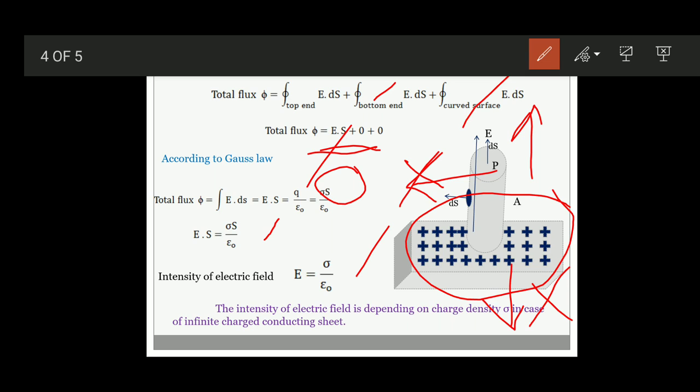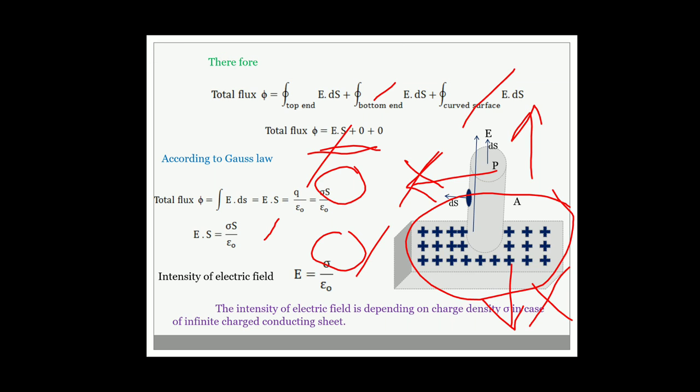So the intensity of electric field due to the infinite conducting charge sheet depends on the surface charge density sigma. The intensity of electric field of an infinite conducting charge sheet is equal to sigma by epsilon naught.